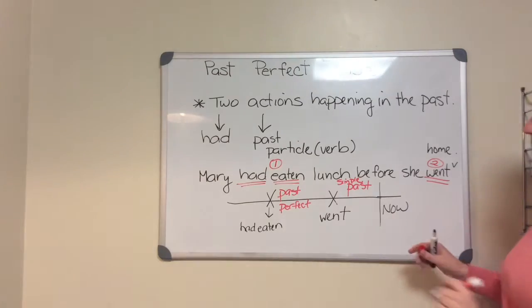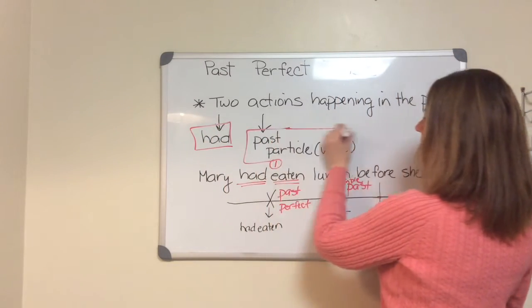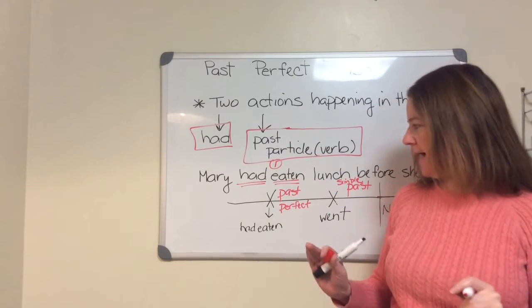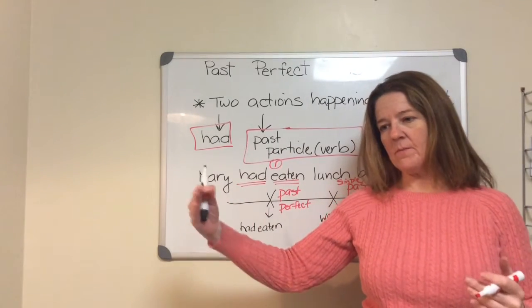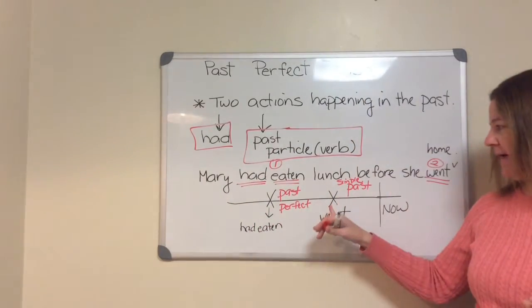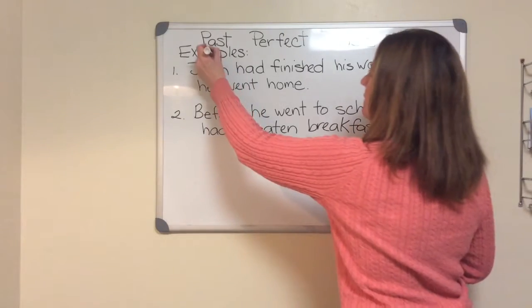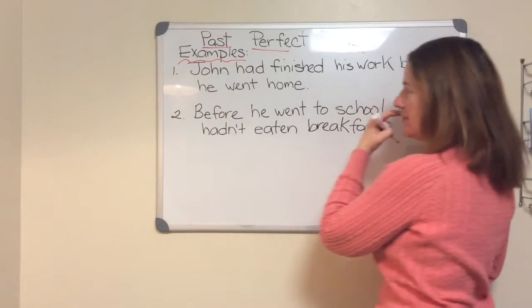Okay. So once again, you have had plus past participle. Two actions happening in the past. So the past is what I call the past perfect, and then you have the past tense. To continue with our past perfect tense, I wrote a few more examples up here.